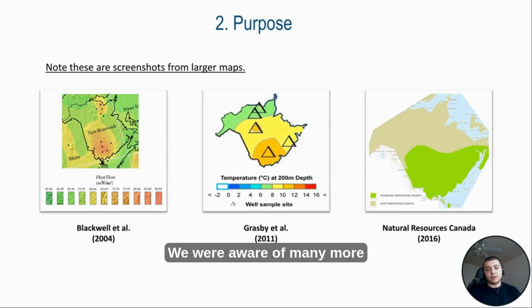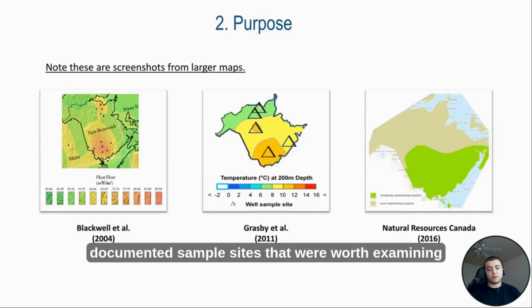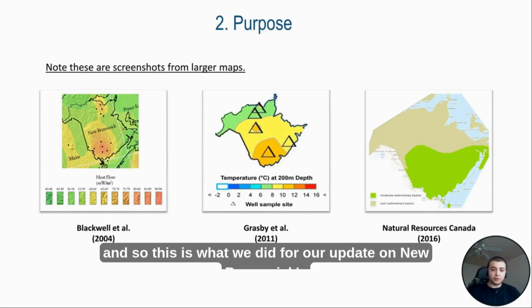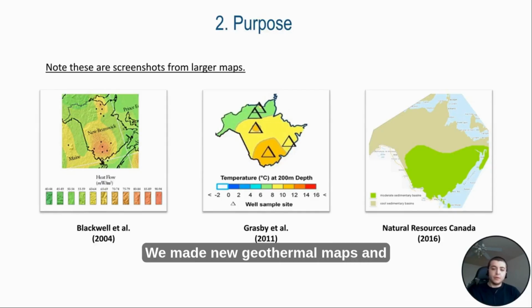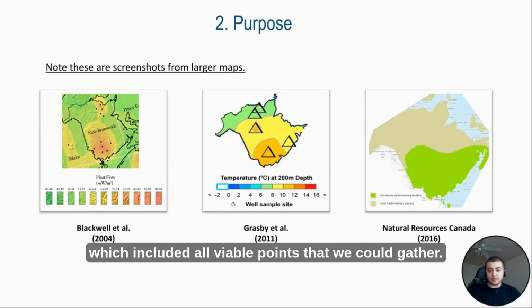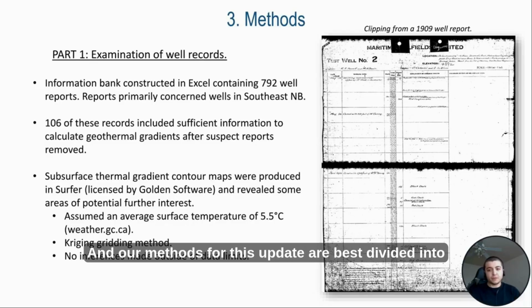We were aware of many more documented sample sites that were worth examining that just hadn't been aggregated into one report. And so this is what we did for our update on New Brunswick's geothermal potential. We made new geothermal maps and databases, which included all viable points that we could gather. And our methods for this update are best divided into 2 parts.